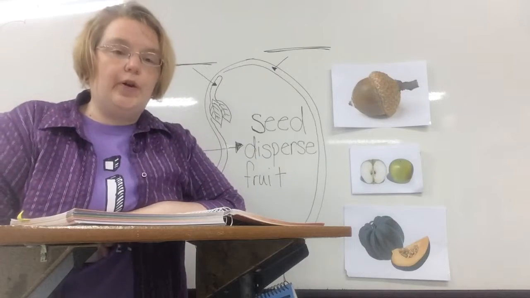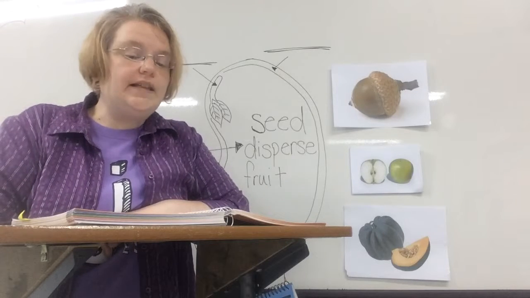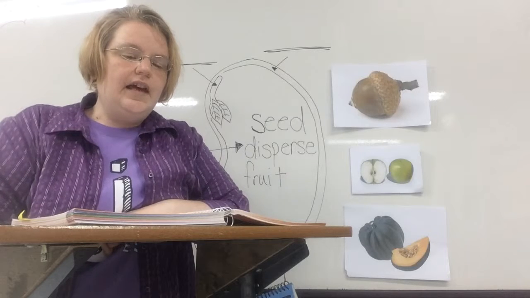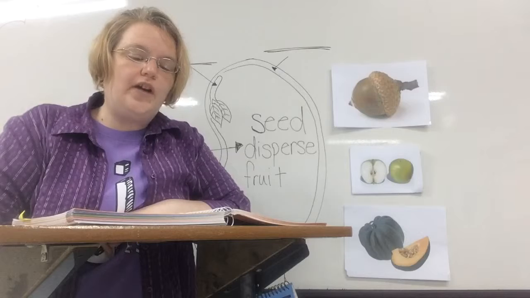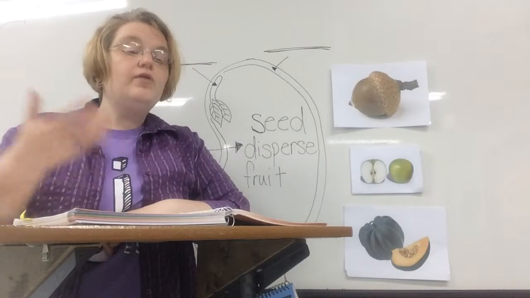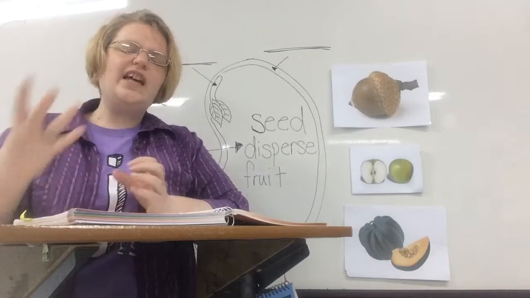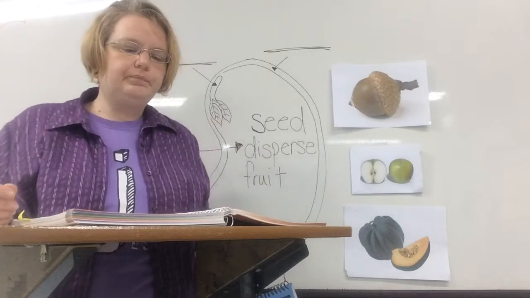Some seeds are dispersed or moved by water. These seeds may travel great distances this way. A coconut is a huge seed. Its hard shell allows it to float for miles in the ocean before washing up on land. So another way seeds are dispersed or moved is by water, and it gives you an example of the coconut seed. The outside of the coconut is kind of like wood, and so it would float in water.